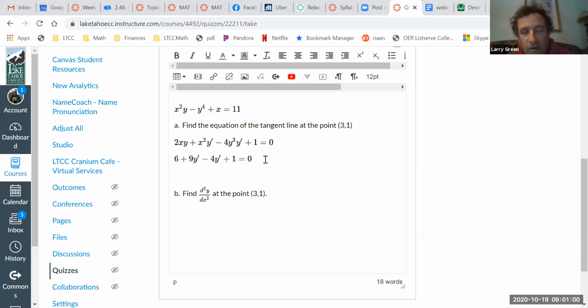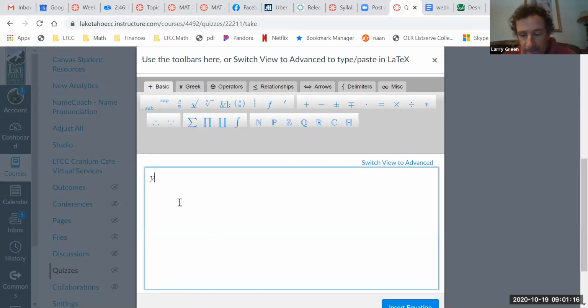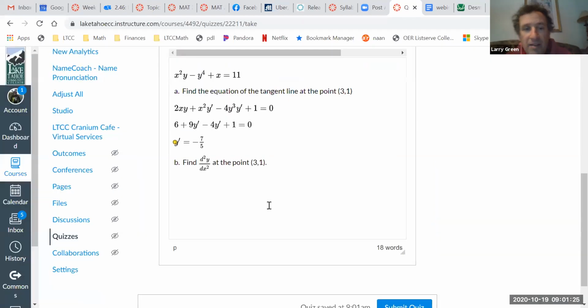So now we find y prime, and that one I can pretty much do in my head. 6 and 1 is 7. 7 gets brought over as a negative 7. 9 minus 4 is 5. That gets divided, and you just get negative 7/5. So y prime equals negative 7/5. Any questions so far?